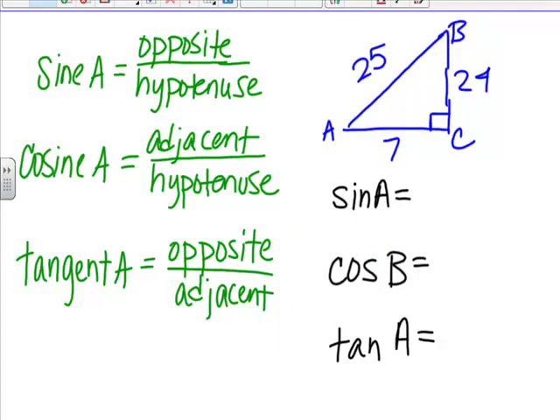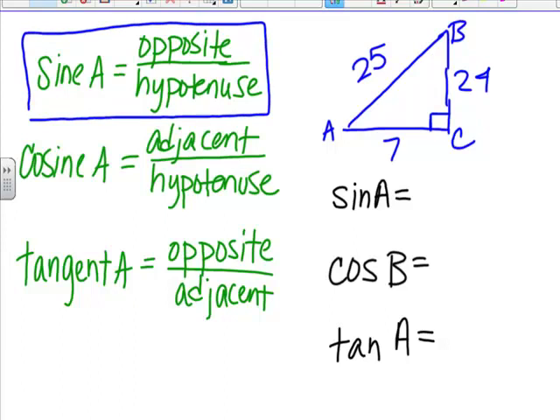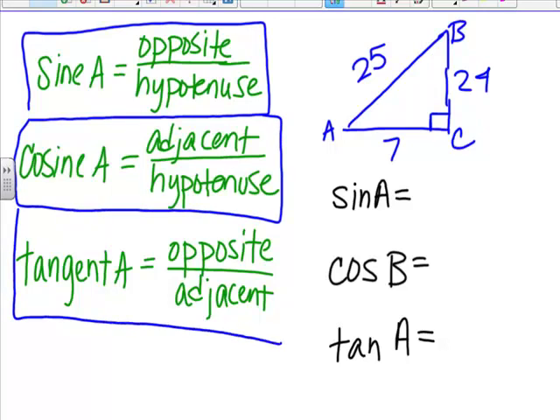Okay, so these are things that you are supposed to know from your past. The sine of A is equal to the opposite over the hypotenuse. The cosine of A is the adjacent over the hypotenuse. The tangent of A is the opposite over the adjacent. There are different ways to remember this.